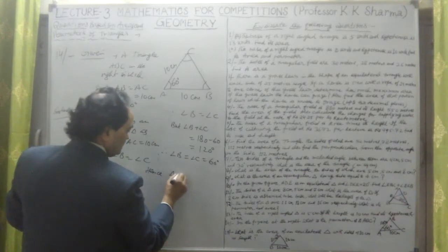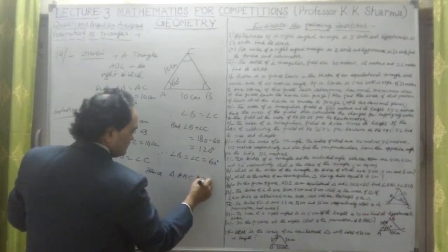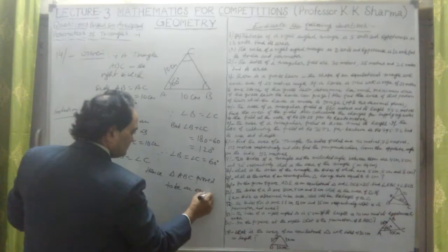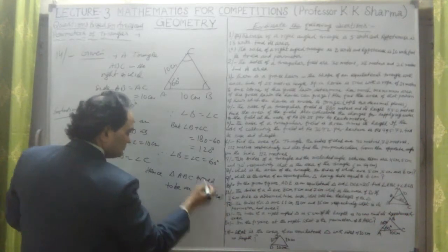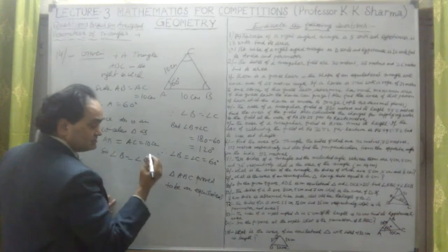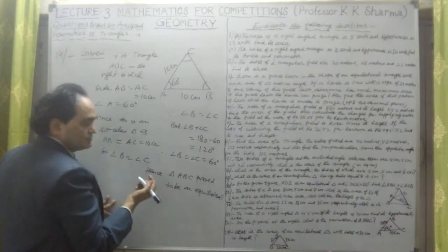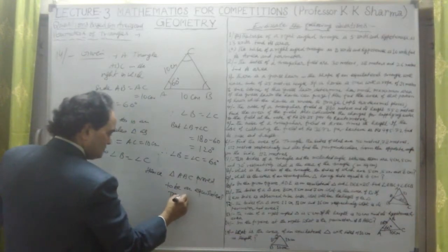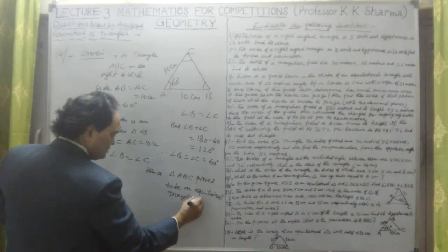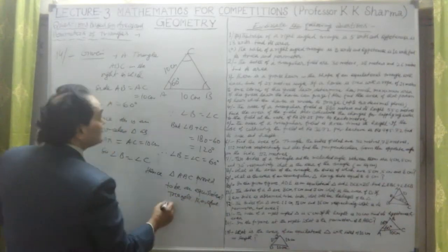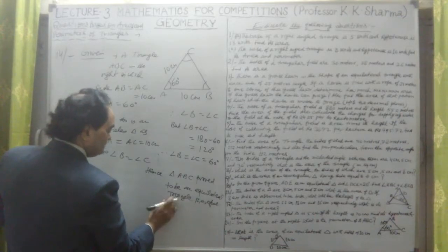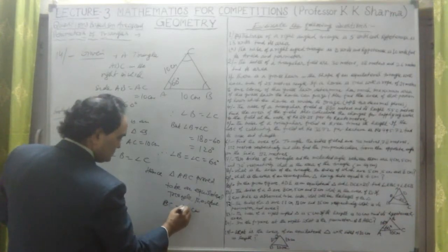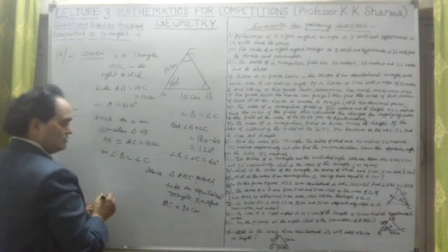triangle ABC is proved to be an equilateral triangle. That is, all angles are equal: 60 degree, 60 degree, 60 degree. Two sides are given, then the third side is also 10 centimeters. ABC is proved to be an equilateral triangle. Therefore, the side BC is equal to 10 centimeters.